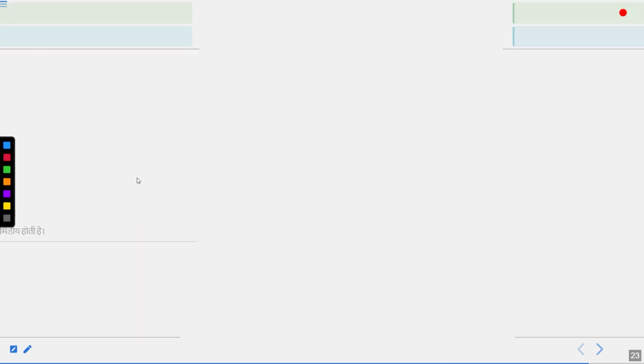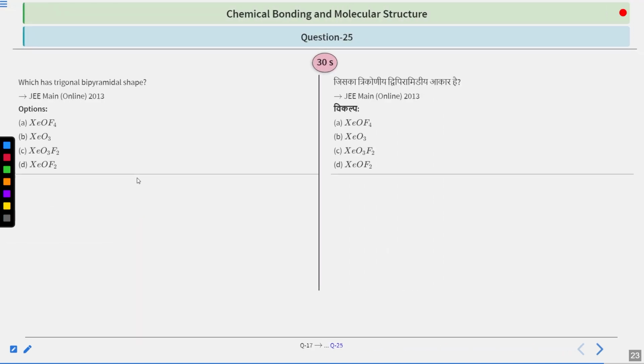Clear? Question number 25. Question 25 says that which has trigonal bipyramidal shape? Your options are A XeO4, B XeO3, C XeO3F2, and D XeOF2. So you have 30 seconds to solve this question. Your time starts now.